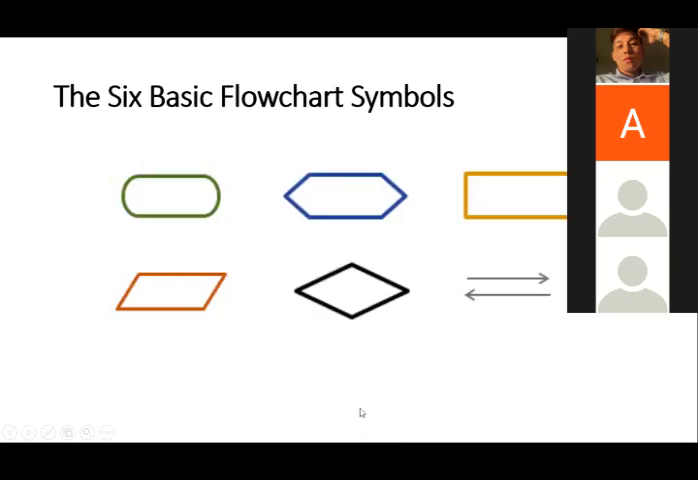Getting it? Okay. So these are the 6 basic flowchart symbols. What is the green one? Terminal. Terminal. What is the blue one? Initialization. That's a tongue twister. Initialization.